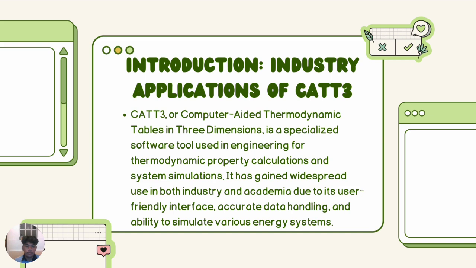So now, let us discuss the industry application of CATT. To give a brief explanation, CATT, or computer-aided thermodynamic tables in three dimensions, is a specialized software tool used in engineering for thermodynamic property calculations and system simulations. It has gained widespread use in both industry and academia due to its user-friendly interface, accurate data handling, and ability to simulate various energy systems.